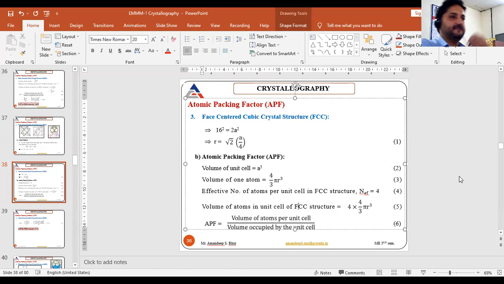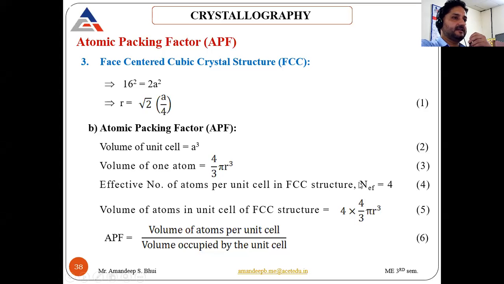So the number of effective atoms in an FCC structure is 4. NEF is 4. So what we'll do is multiply the volume of the unit cell by NEF, so it will be 4 into 4 upon 3 pi R cube. So for APF, we have the volume of the atoms in the FCC structure, and we have the volume of the unit cell, so we can calculate the value of APF.